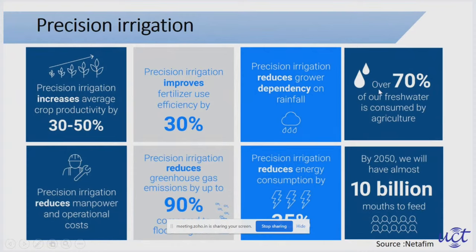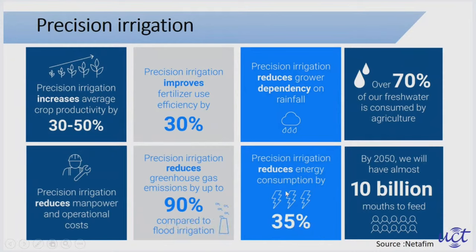And 70% of fresh water is consumed by agriculture, which is a lot. So this needs to come down, because we want to reduce water use in agriculture while, at the same time, increasing production. Precision irrigation also reduces manpower and operation cost, because no person is required to run the irrigation system, and energy consumption is reduced. It also reduces greenhouse emissions by up to 90% compared to flood irrigation, because flood irrigation requires a lot of water and energy. And you can also see that 35% of energy consumption is reduced.